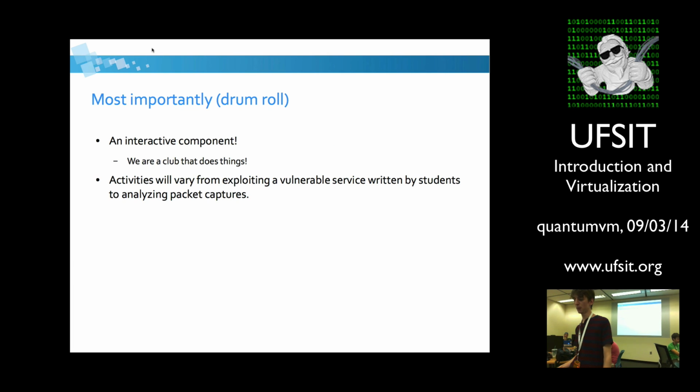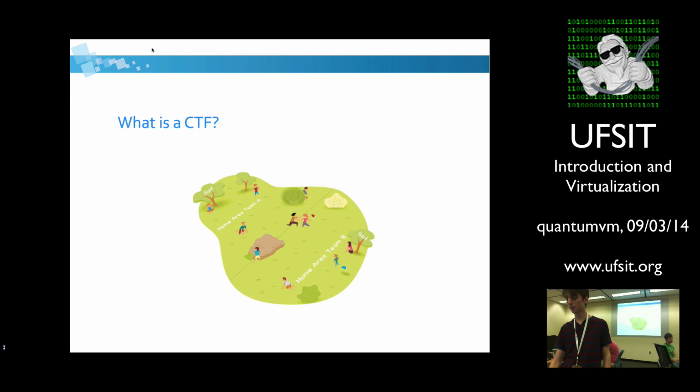So most importantly, drumroll, this is a club that does things. There's going to be an interactive component to every single one of these meetings where we're actually doing things like networking forensics on a packet capture, or once again writing an exploit for a program, or maybe doing something with Nmap, another security auditing tool.